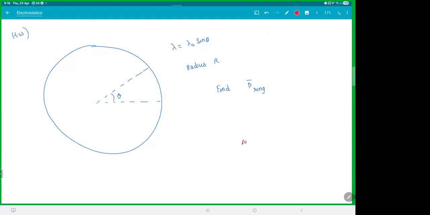So I'll write the answer. You can verify. Try this and see. So you'll get something like lambda naught pi r square j cap. Clear? So you can give it a try for that.